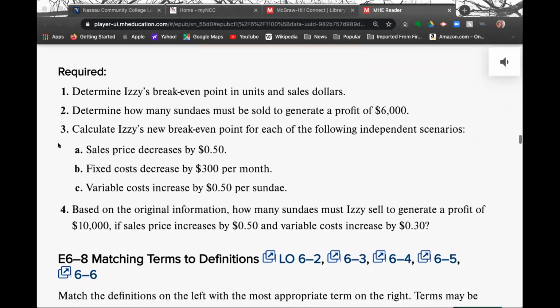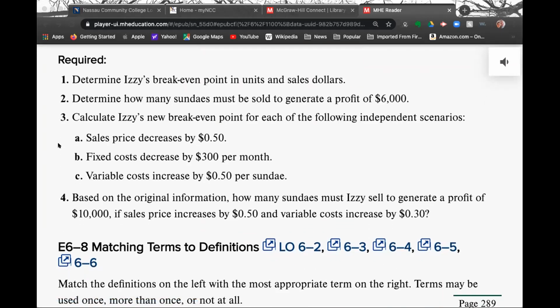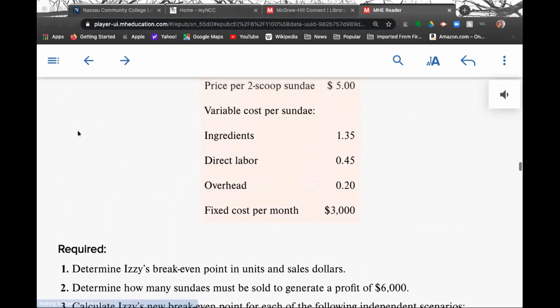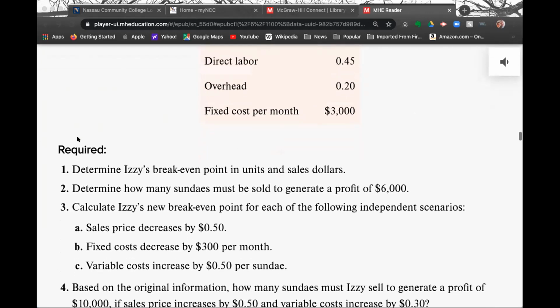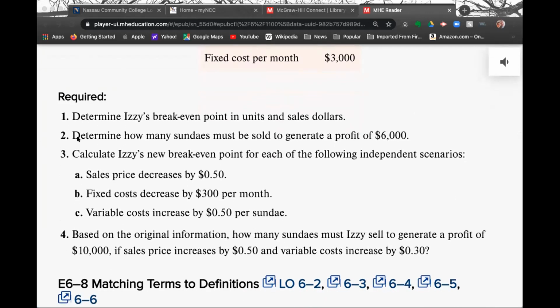Part 3, calculate Izzy's new break-even point for each of the following independent scenarios. So what if the sales price decreased by 50 cents? The sales price right now is $5. What if we reduced the price to $4.50 but left everything the same?